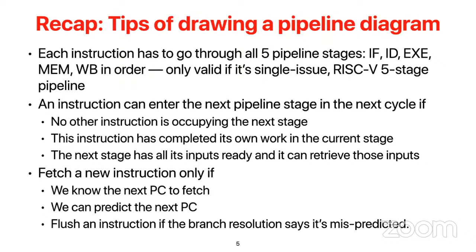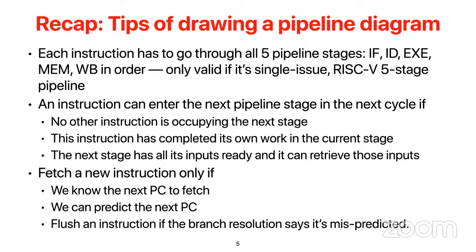First of all, if it's a five-stage pipeline, like the pipeline that we have in your appendix, then every instruction has to go through all five pipeline stages. And remember, the reason why we want all instructions to go through five pipeline stages is just because we want to avoid potential structural hazards. So the first policy is mainly there to avoid structural hazards.